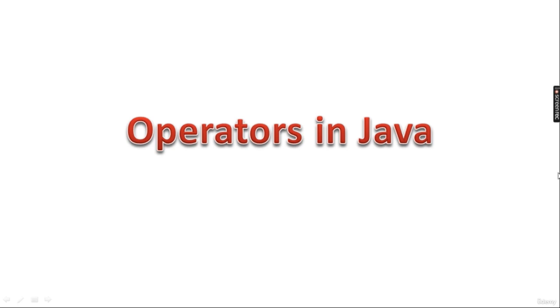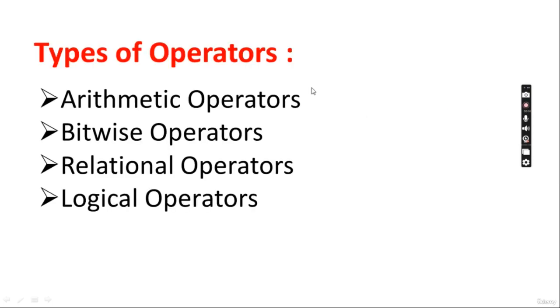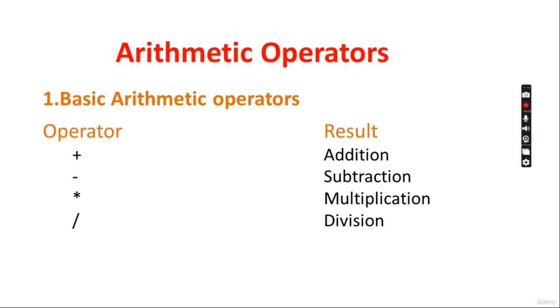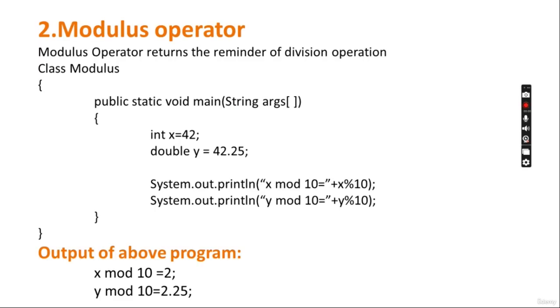Hello friends, today we are going to start with the operators in Java. It is the fourth chapter. Types of operators are arithmetic operators, bitwise operators, relational operators, and logical operators. Arithmetic operators perform arithmetic operations on operands like addition, subtraction, multiplication, and division. These are the basic arithmetic operators.